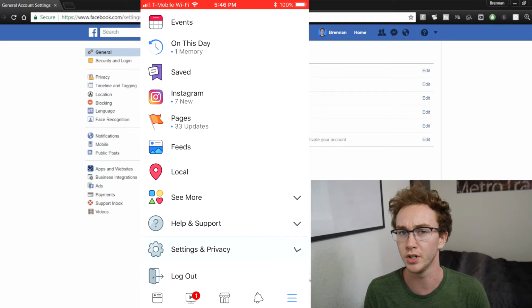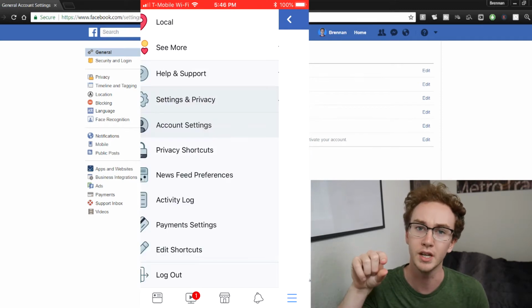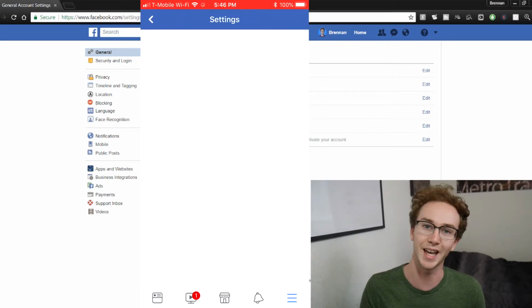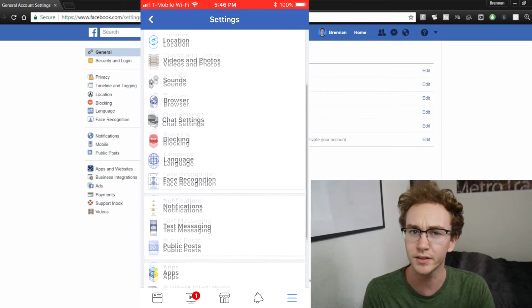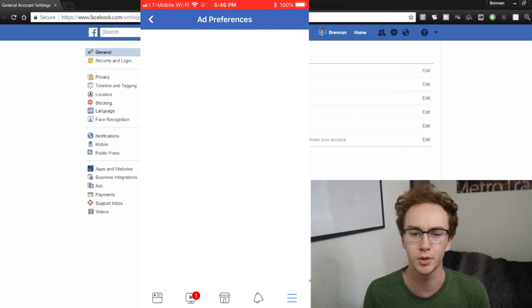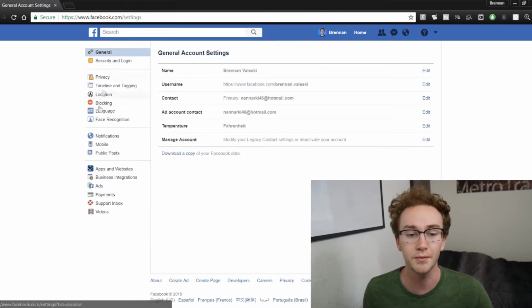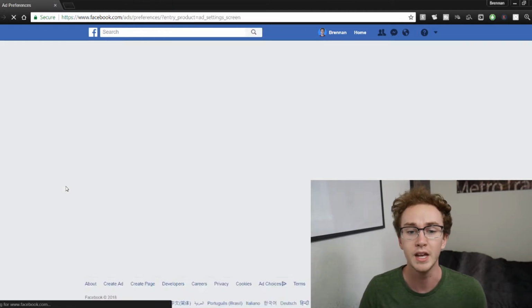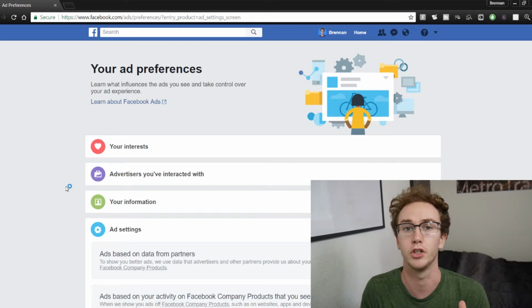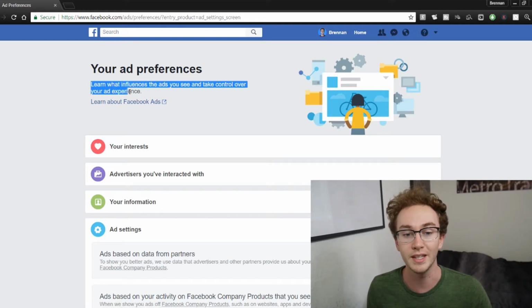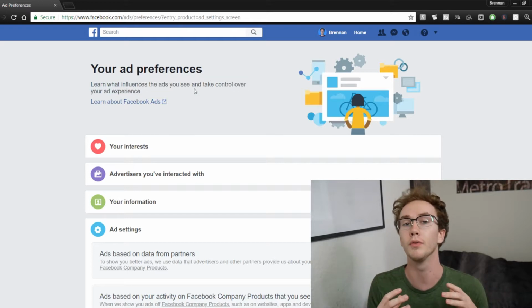On your phone, it's actually pretty straightforward as well. You just click the three little tabs in the corner and then you hit the settings button, and it will come up with a variant of this page. Obviously depends on your computer and stuff, but it should look something like this, right? Then you come over to the left and under ads, so you click on ads and then it will come up with this page. So it shows your ad preferences, in which you can learn what influences the ads you see and take control over your ad experience.